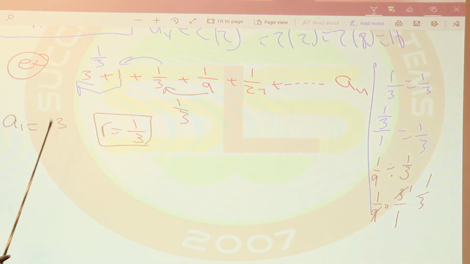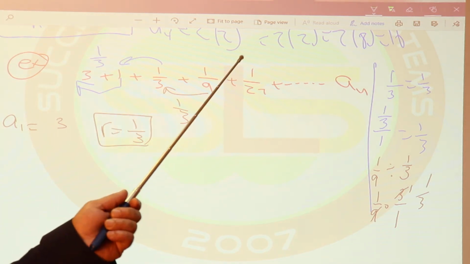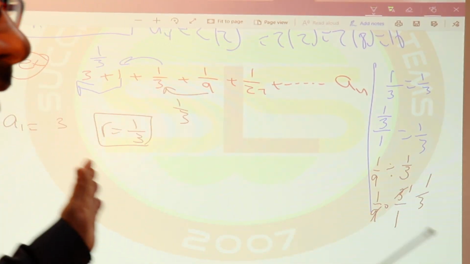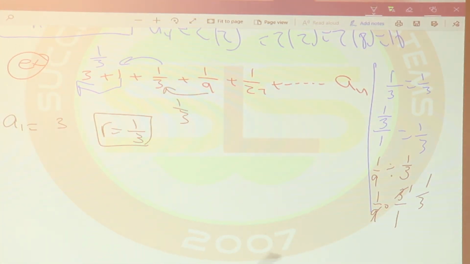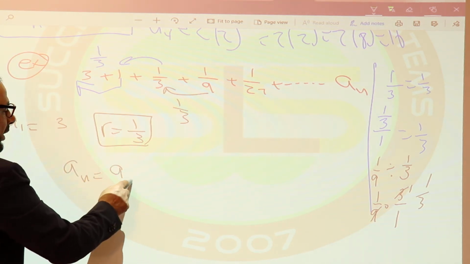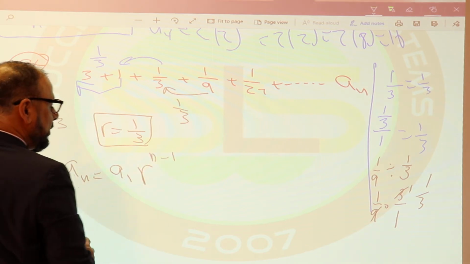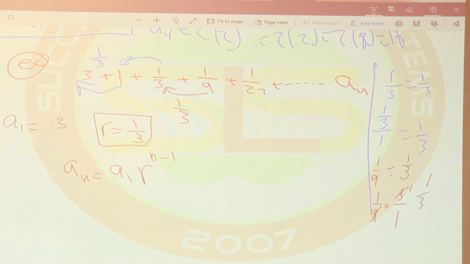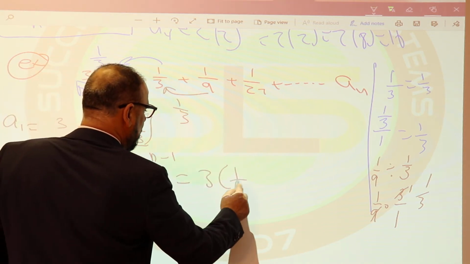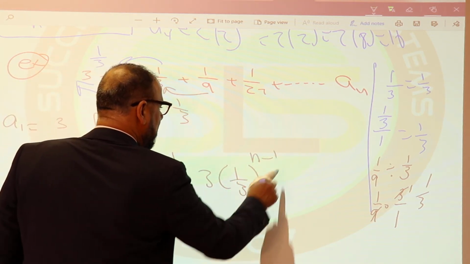Now in this case, sometimes my r is a fraction less than 1, and in the previous example my r was a number greater than 1. Now I can write my AN formula. AN equals A1 times r to the n minus 1. Good. A1 is 3, r is 1/3, n minus 1. Good.